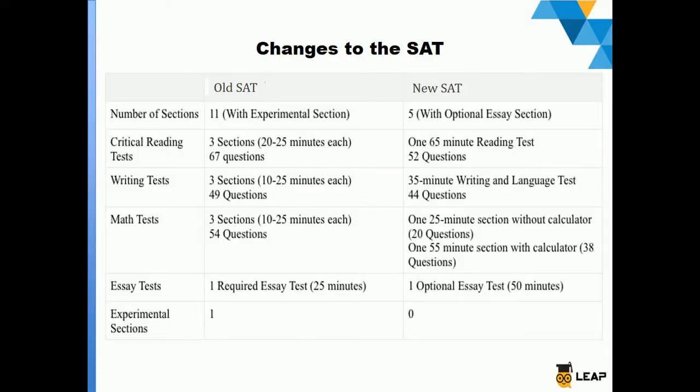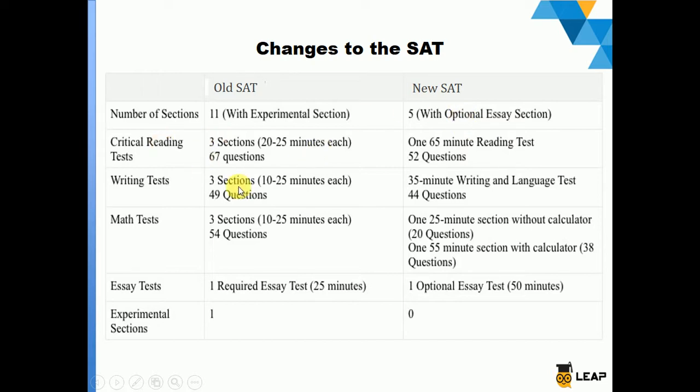To begin, let me first tell you a little bit about the new SAT and how it differs from the old one. First of all, the number of sections in the new SAT has gone down from 11 to 5. And while earlier we used to have an experimental section, we now don't, and instead we've got an optional essay section, which you may choose to avoid if you're not interested in writing an essay.